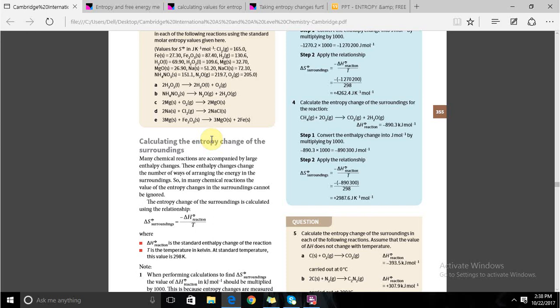And how on earth are we capable of calculating the entropy change of the surroundings? We use this relationship: delta S naught surroundings is equal to minus delta H naught reaction over T. Here T is the temperature in Kelvin. H naught reaction is the enthalpy change, and the negative is actually part of the formula and is not the sign of the enthalpy change. So if it is an exothermic change, the minus will become positive.